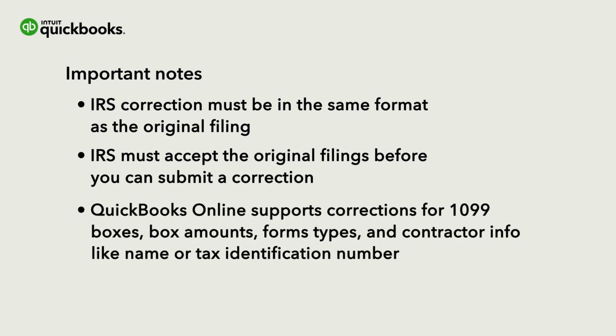QuickBooks Online only supports corrections for 1099 boxes, box amounts, form types, and contractor info like name or tax identification number. If you're updating an address in QuickBooks, you do not need to file a 1099 correction. If you need to correct the state on a 1099, please contact the affected state directly. For more info on IRS guidelines, visit irs.gov.